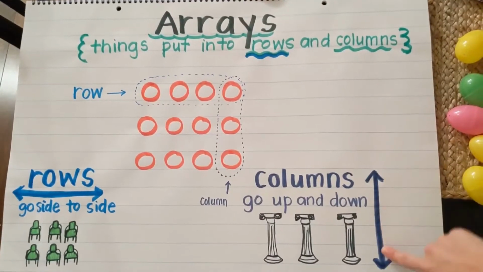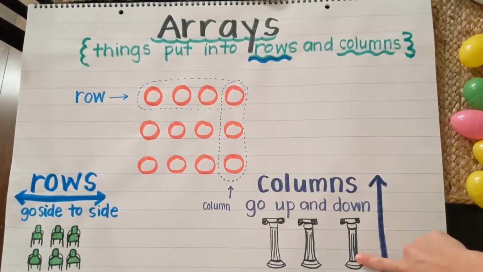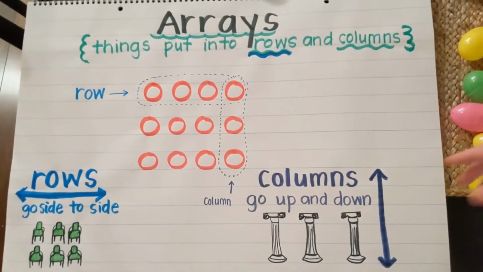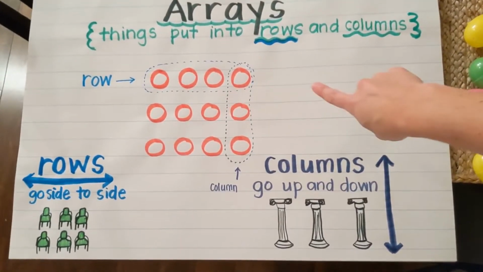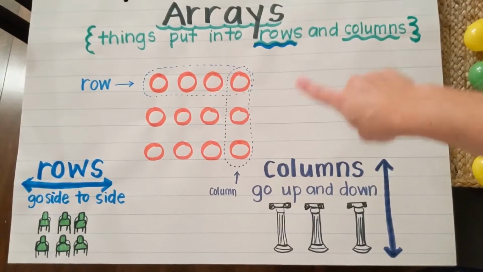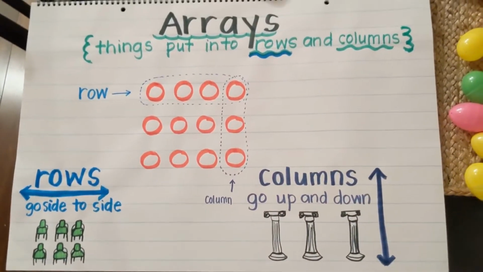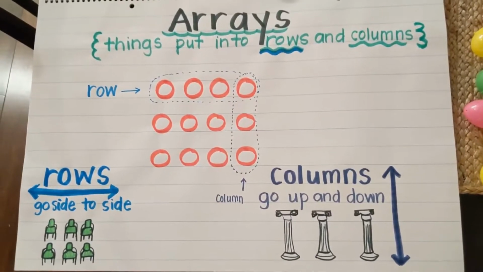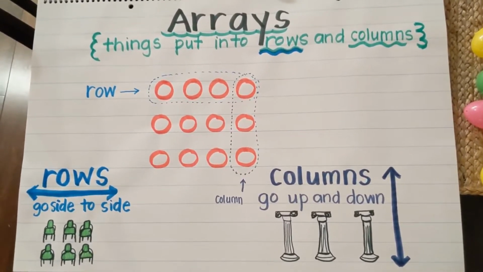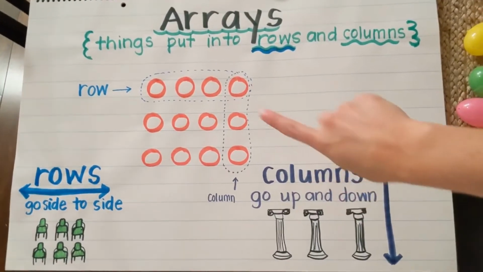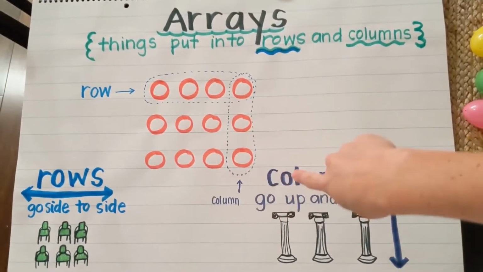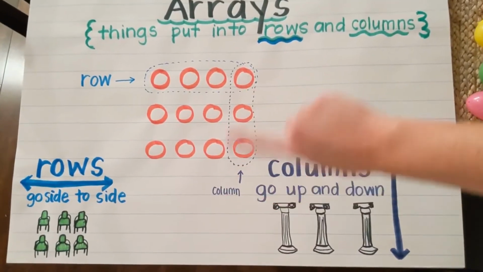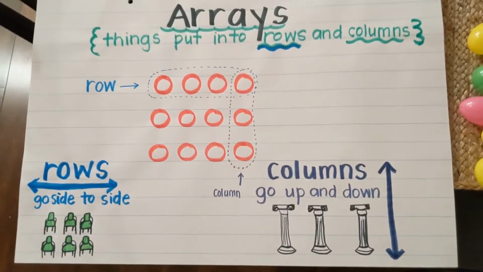Think about holding up the house. There's the columns outside holding up the buildings. They stand nice and tall. So when you put things into rows, you go side to side, and columns go up and down. And in an array, you want to put objects or things into equal rows and equal columns. So this array has 3 rows, and this array has 1, 2, 3, 4 columns going up and down.